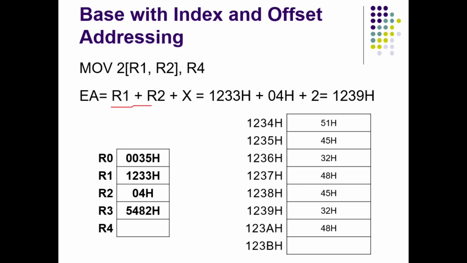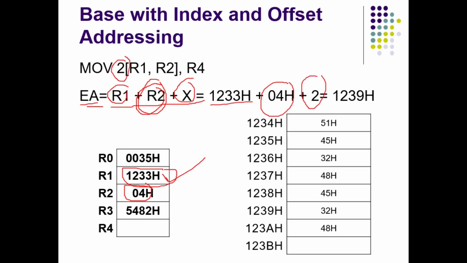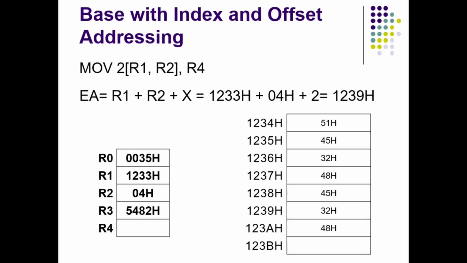So it calculates the effective address using this formula. The content of R1 is added to the content of R2 as well as to the constant value x, and the effective address is found out. So what is the base address? That is R1, 1234H. Sorry, 1233H. What is the index register? That is R2, nothing but 04H here. And what is the offset? That is the x value, that is 2. So altogether it is nothing but 1239H. So this is used as the effective address by the processor.